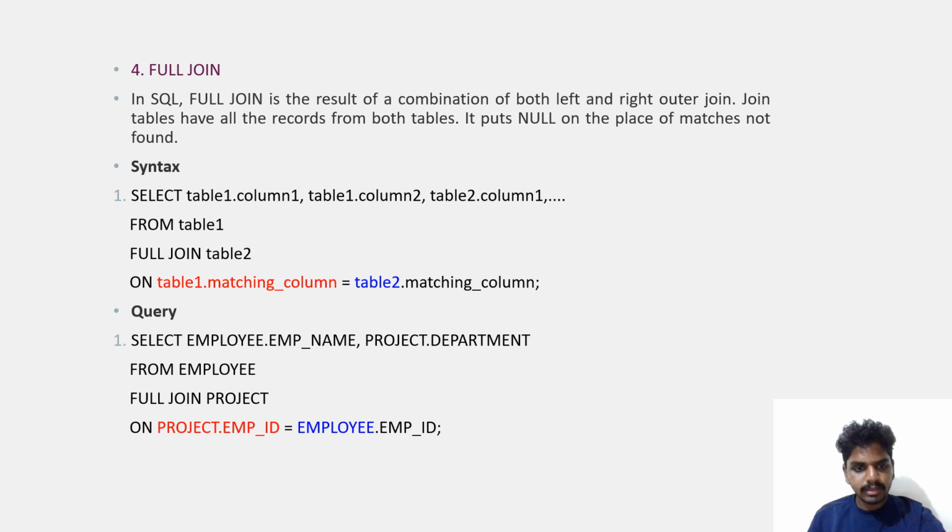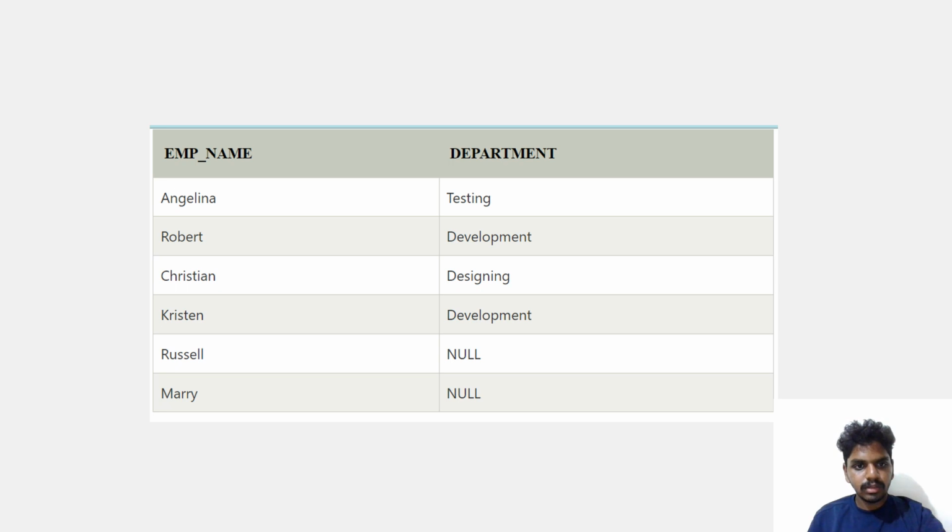And here is a query. Let us see about the query. It selects the employee name from the employee table and the department. The people who work on the project in a department from the employee table using full join operation. It is created on project, linked with the employee ID and employee linked with employee ID. Here is the output of the previous query.